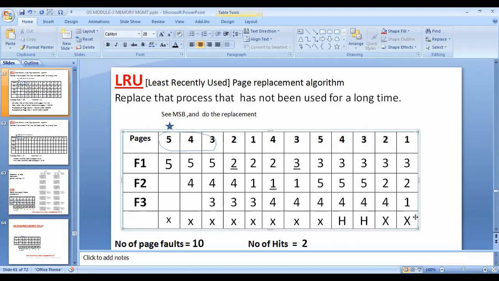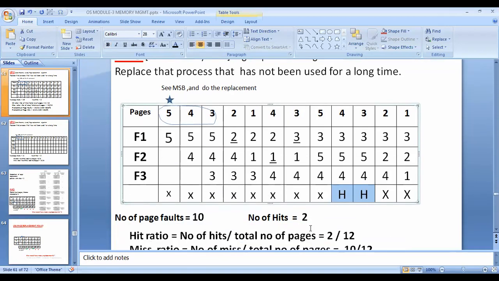Now we can count the number of page hits and number of page faults. The number of page faults: 1, 2, 3, 4, 5, 6, 7, 8, 9, and 10. So we have the page faults as 10. What about the number of hits? The number of hits is only 2.